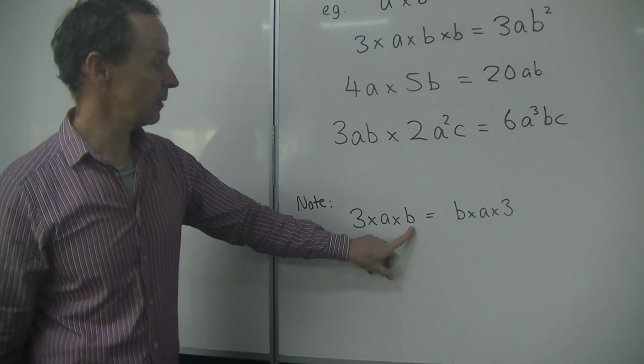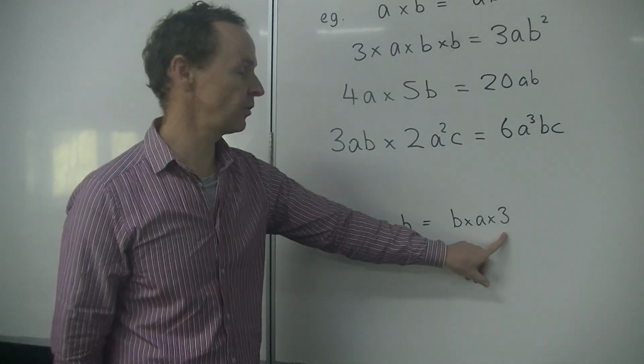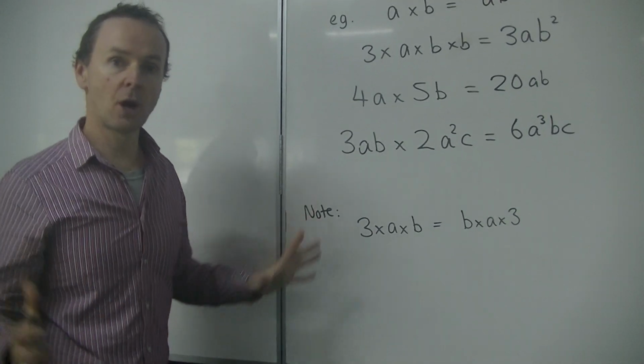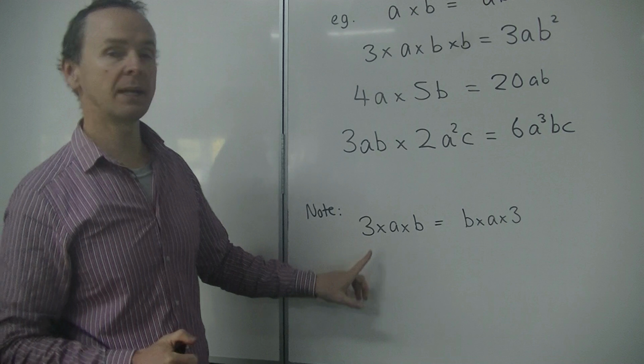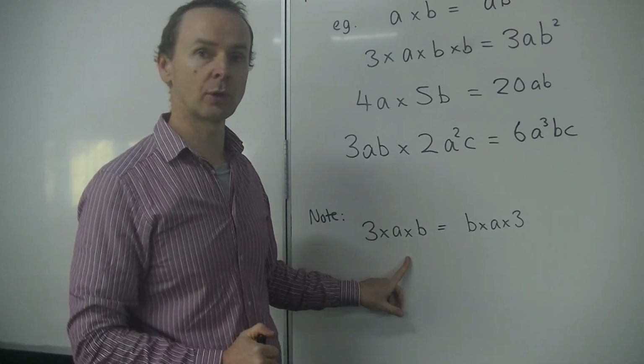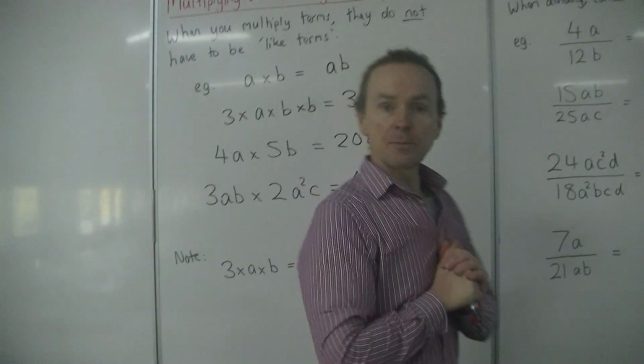And I've got a little note down here. Note: 3 times A times B is the same as B times A times 3. Remember, the order doesn't matter. It's still going to be the same overall answer. However, in mathematics, the convention is we do it numbers first and then in alphabetical order. Alrighty. So that's multiplying done.